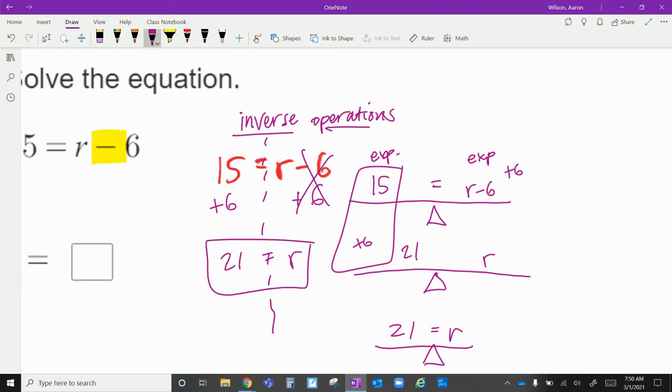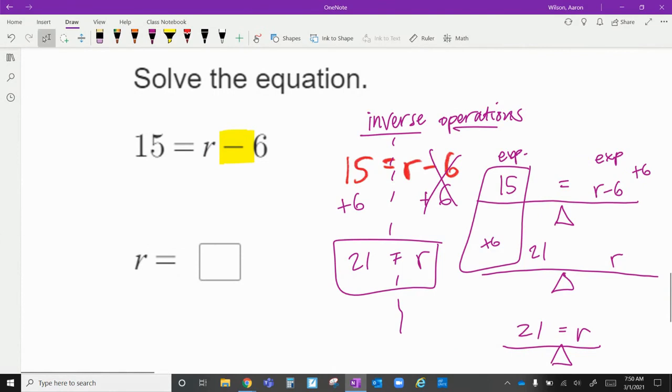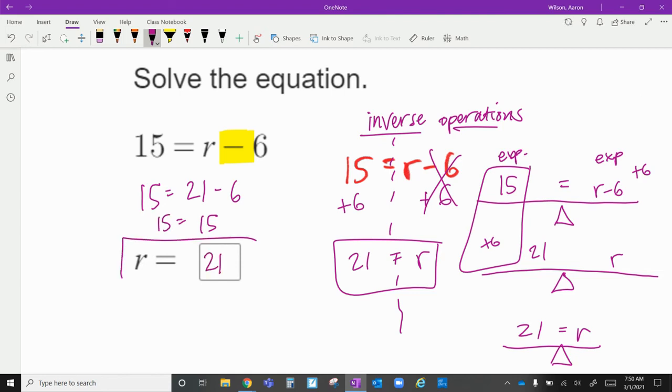We can check it to see if it's actually true. Let's put 21 in where r is. What is 21 minus 6? Well, that actually is 15. So we know that r, in this case, has to equal 21. r equals 21 is called the solution for this equation.